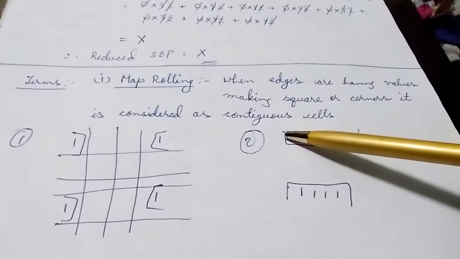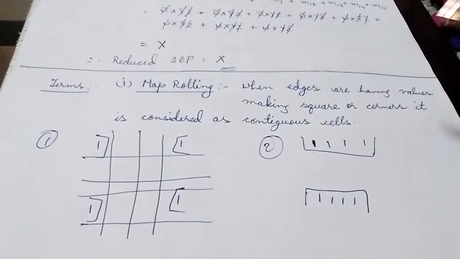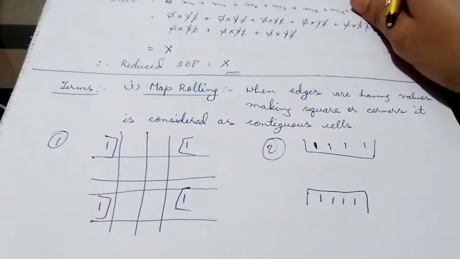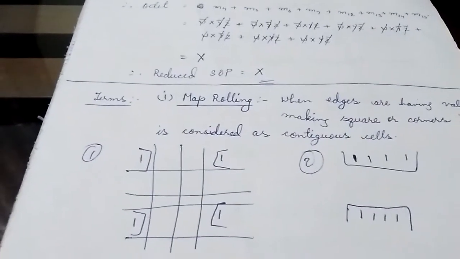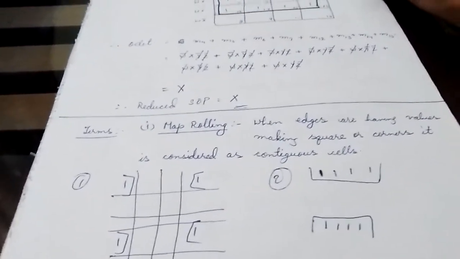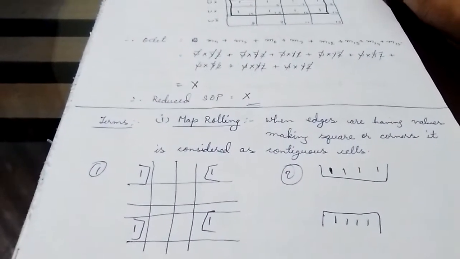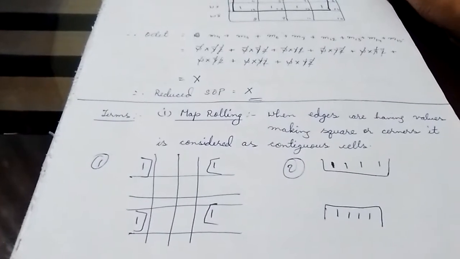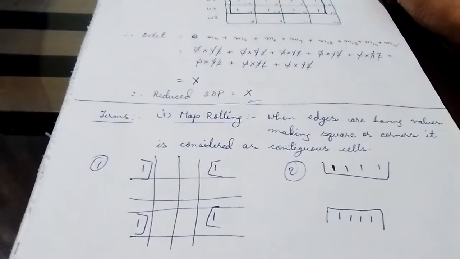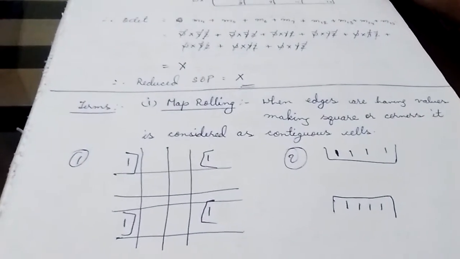The next one, if we have two edges like this, the first and the last one, then also they will be combined and considered as a quad, octet or a pair according to the number of ones or zeros present. Now these rules and terms are applicable for both POS and SOP. Pairing of a quad, whether of 0 or 1, of an octet, whether of 0 or 1, or of a pair, whether of 0 or 1, the rule and the way is the same.